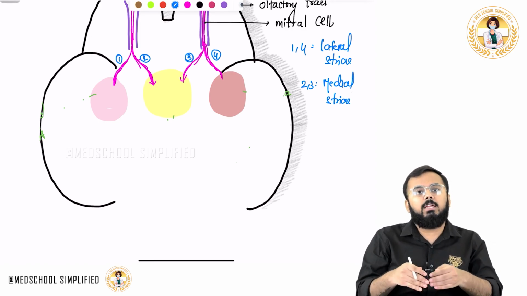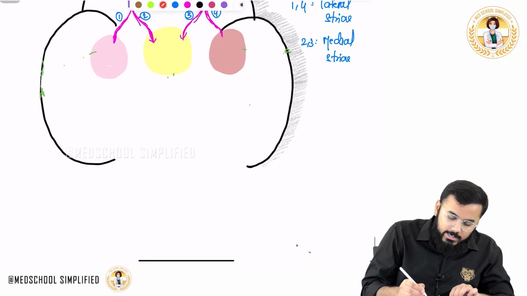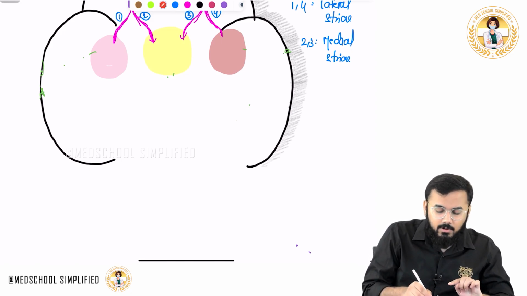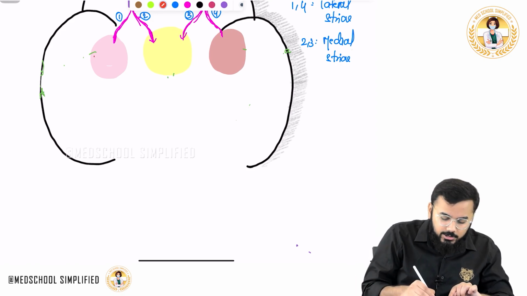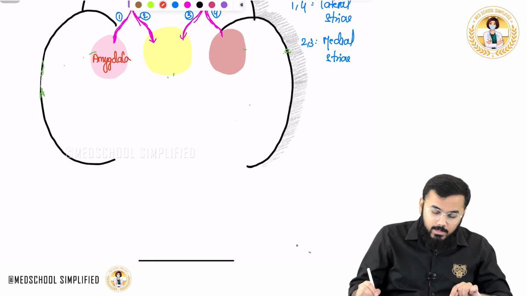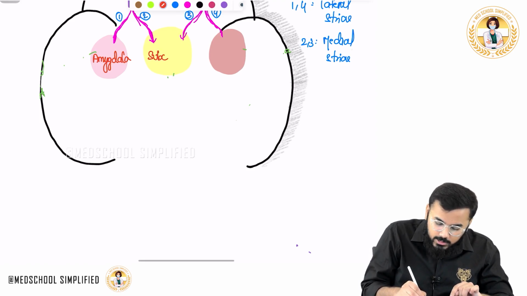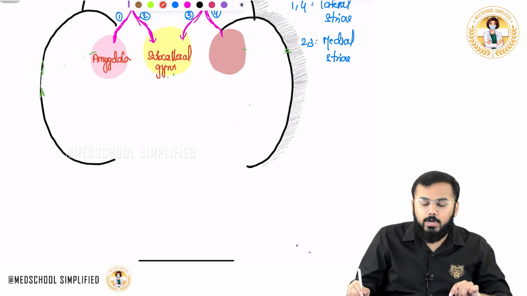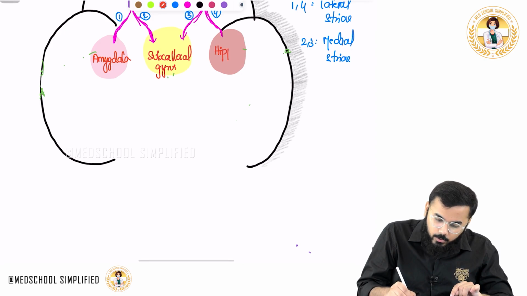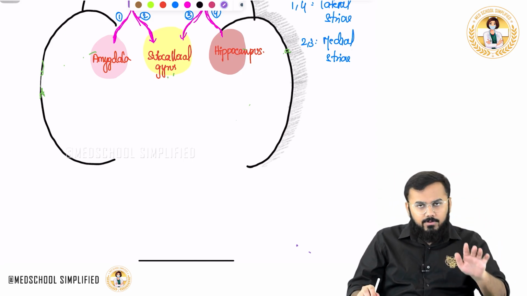And finally, these striae enter into their respective cortical regions. For example, the lateral striae, number 1, enters into a specific region called amygdala. Next, the two medial striae, 2 and 3, enter into a specific region called subcallosal gyrus. Next, 4 enters into another important region called hippocampus.